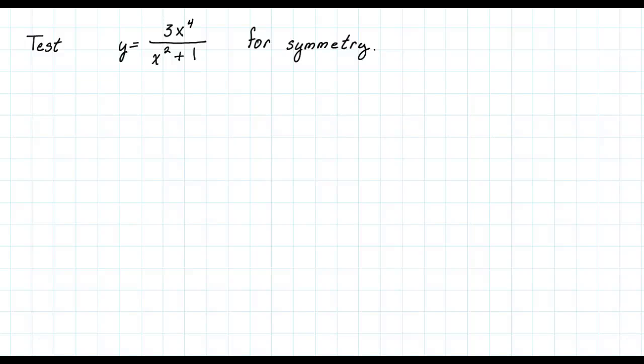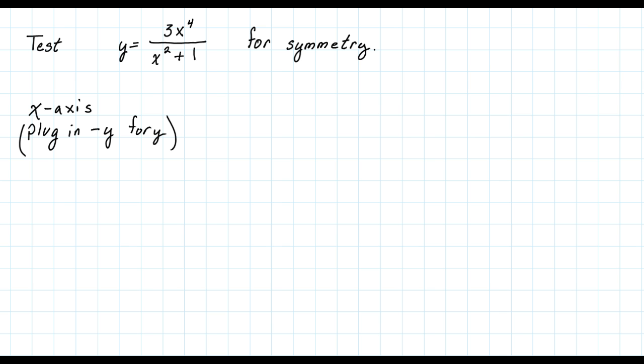So now we have the equation, and we have to determine whether or not it's symmetric about the x-axis, the y-axis, the origin, or none. So let's start with the x-axis first. And in order to determine if we have x-axis symmetry, we're going to plug in negative y for y.